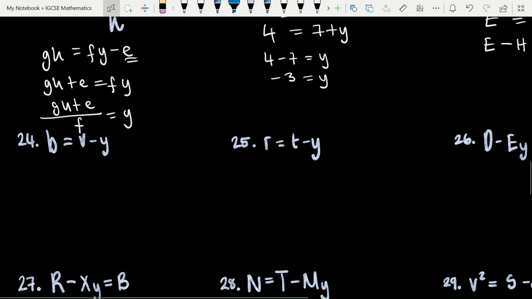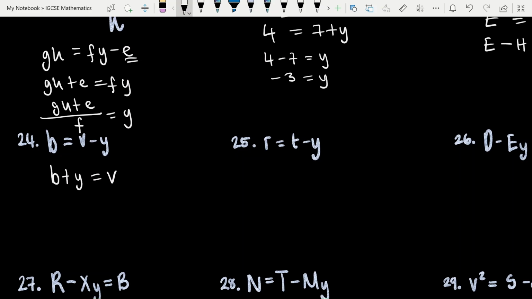You now go to number 24. Wow, that's a good job, man. Let's go. Number 24 is saying b is equal to v minus y. Who are we making the subject? Y. Is he positive or negative? He is negative. Can we do the subject? Not yet. How do we start? We have to first make it positive. How do you make it positive? Take it to the other side of the equal sign. So b plus y is equal to v. Then what? Then we start the subject. How do we change the subject?